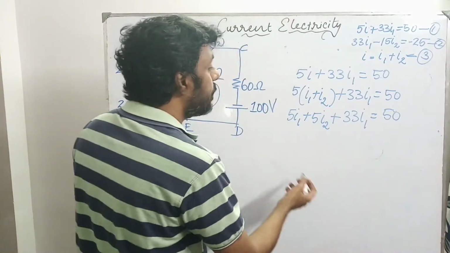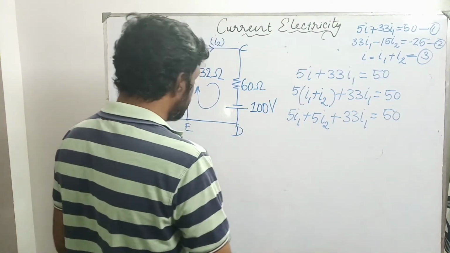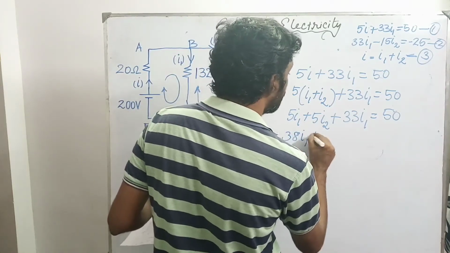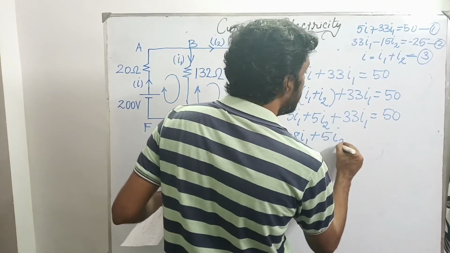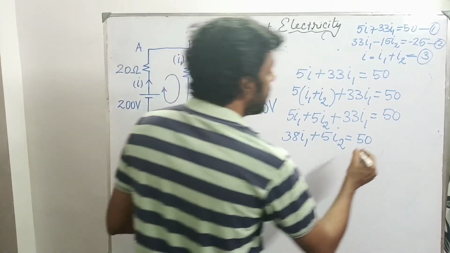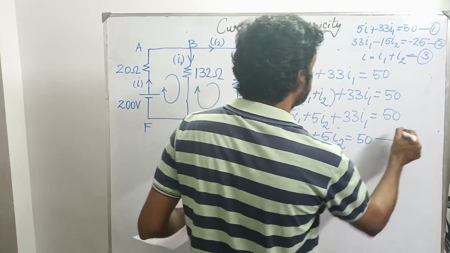Now 5I1 plus 33I1: 33, 34, 35, 36, 37, 38. So 38I1 plus 5I2 is equal to 50. This is the equation. Let us assume that this equation is equation number 4.